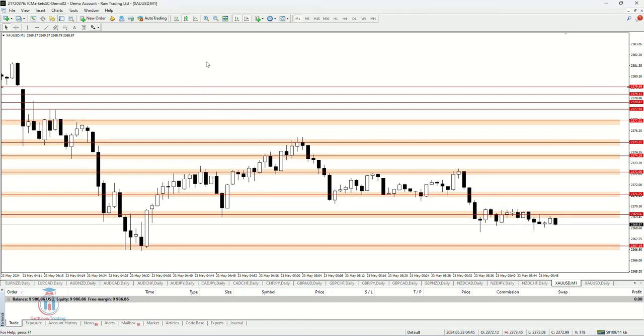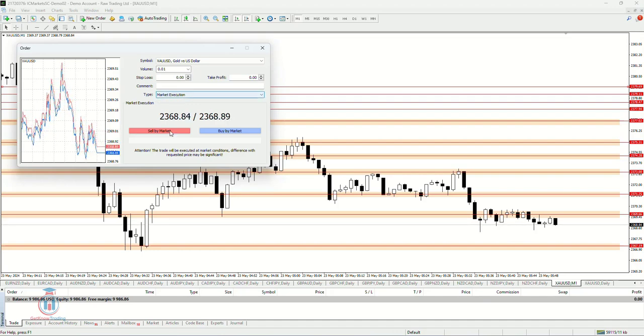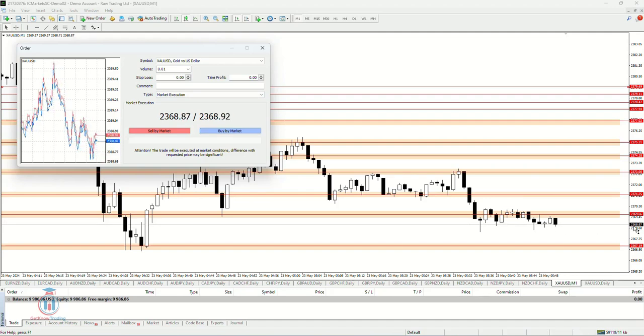Inside the MT4 platform, if you are using any other platform, you can click to open a new order and you will see inside the new window several types of orders that you can open. The first one is a market execution, which has a sell or buy button to open the order at the current market price, which you can see on the chart, which is 2368.87.